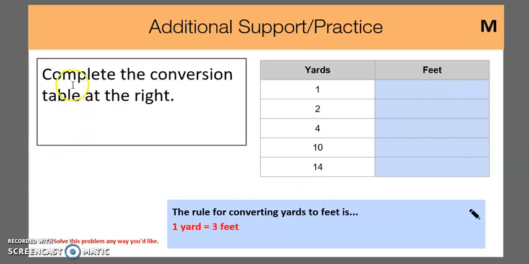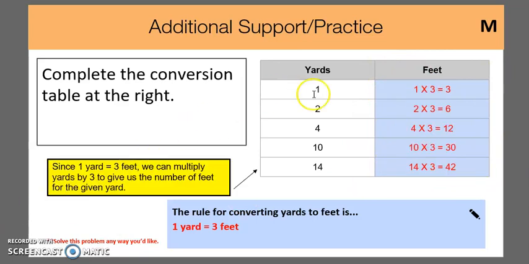So here I want you to complete the conversion table at the right. Here we have yards and we're converting it into feet. The rule of converting yards to feet is 1 yard equals 3 feet. So pause the video and think about how you would complete this section.